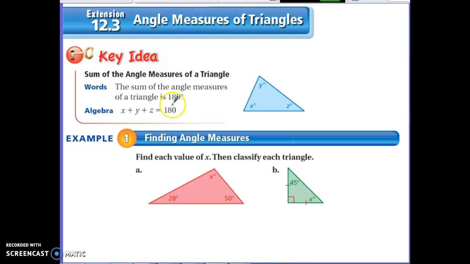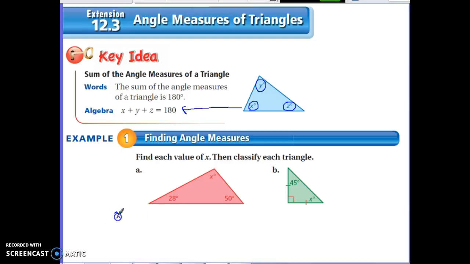That means that if you take all three of the angles and add them up, you will get a total of 180. So in this picture, one of my angles is x, another is y, and the last angle is z. To the left, algebraically, if I take x, y, and z and add them up, I will get a total of 180 degrees. In example 1, part A, my three angles are x, 28, and 50 degrees.